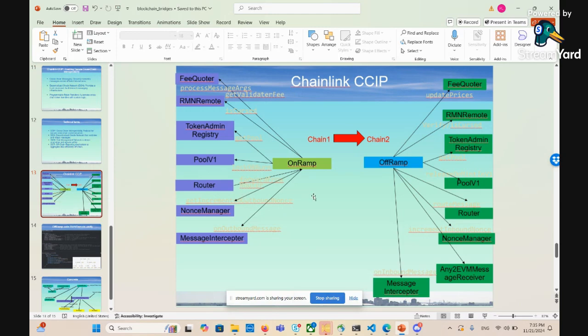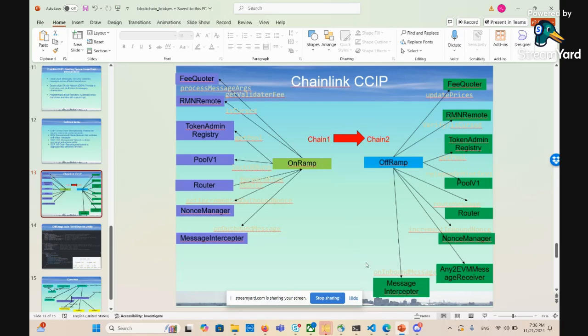It looks like this. We have an on-ramp from source chain 1 to the off-ramp on chain 2. So we are going to focus on these two contracts. And today we are going to focus on the off-ramp side, the destination side, which is going to talk to the fee quoter to update the price, but also talk to the RMN remote to verify the signature, as well as committing the message roots from the source chain over here.